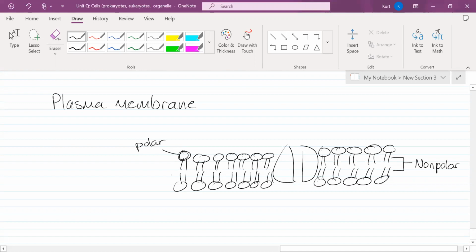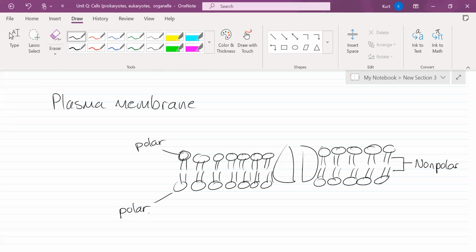Here's my last question for you all. Why do the polar regions face outward? Because they're hydrophilic. Yeah, you're right, but that's not telling me why. You're telling me a fact. I want to know the reasoning. Why are the polar regions facing outward?